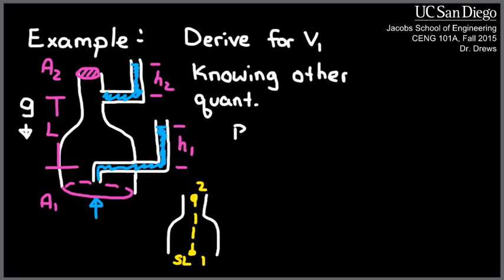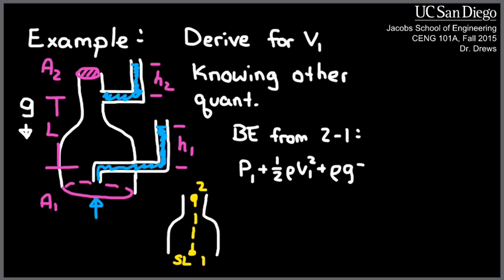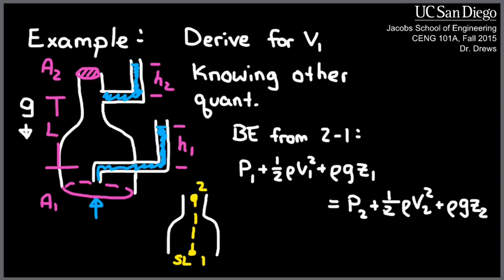we can set up a Bernoulli equation, like you all suggested, from 2 to 1. That would look like the following. Pressure at 1 plus 1/2 rho V1 squared plus rho g Z1. I'm going to move down because I don't think I'm going to have room there. Is equal to the pressure at 2 plus 1/2 rho V2 squared plus rho g Z2. Now let's start canceling terms.